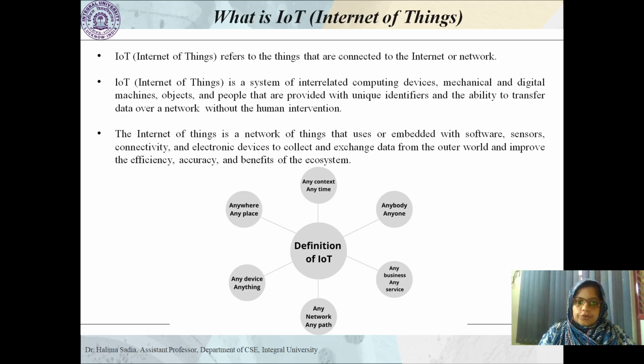As we can see over here, IoT is with respect to any context, any time. It can be anybody, anyone connected over the network. It can be any business, any service. It can be any network on any path. It can be any device or anything, or it can be anywhere and any place. So, IoT provides all this.